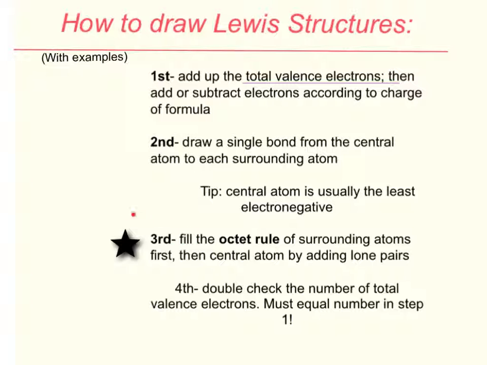And the most important step to me is filling the octet rule of the surrounding atoms first, then the central atom, by adding lone pairs. So you do the octet rule of the surrounding atoms, then you do the octet rule for the central atom. And last but not least, you want to double check the number of total valence electrons in your overall Lewis structure. And this must equal the number you calculated in step 1.